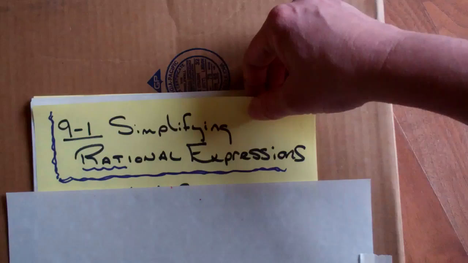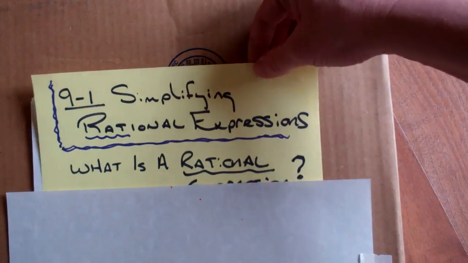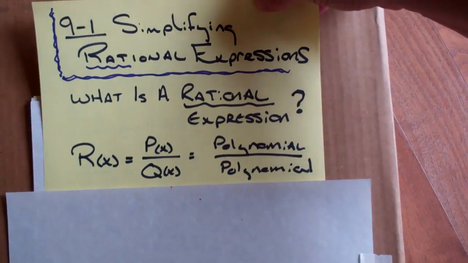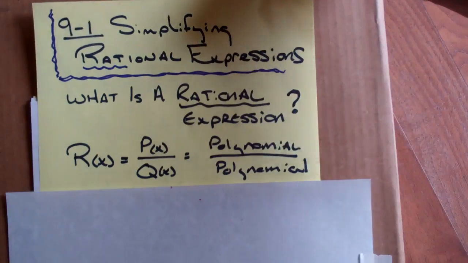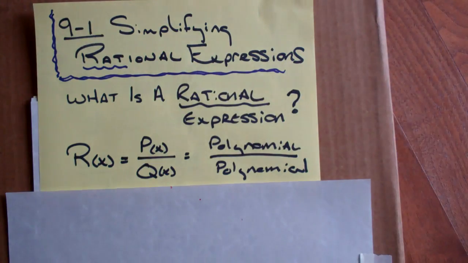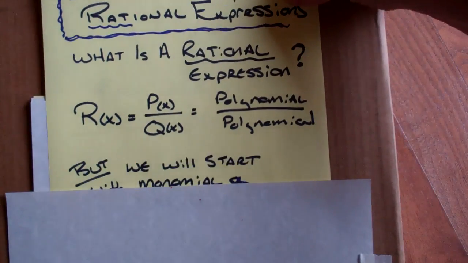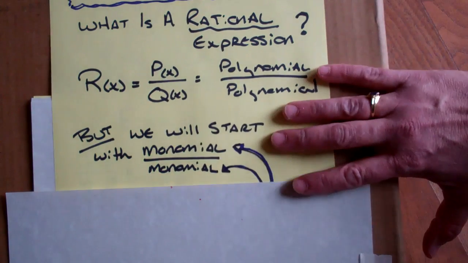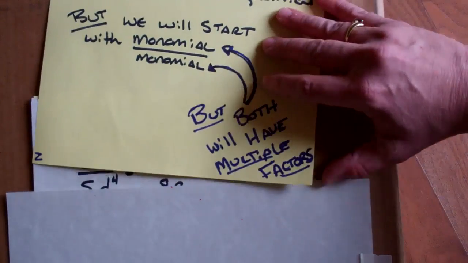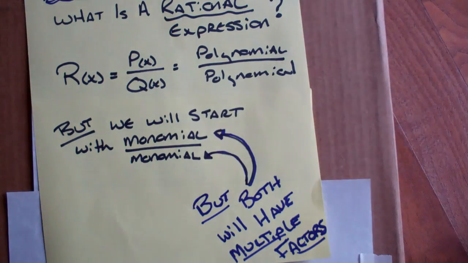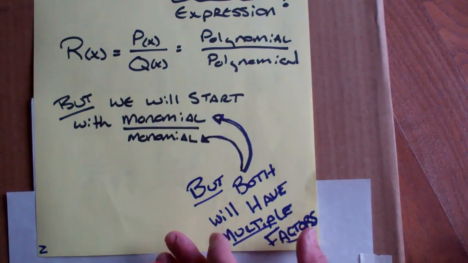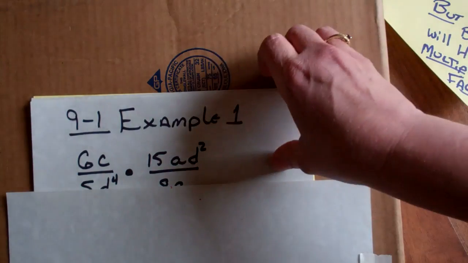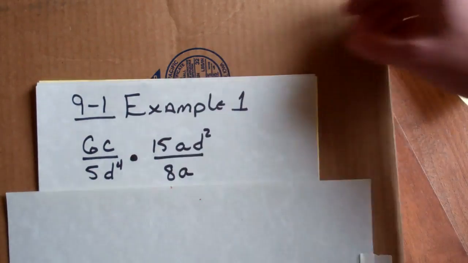So, for simplifying rational expressions, what is a rational expression? Well, any rational expression is where we have a p of x over a q of x. It can be a polynomial over a polynomial, or in this case, we're going to start with a monomial over a monomial. But those monomials are both going to have multiple factors within them.